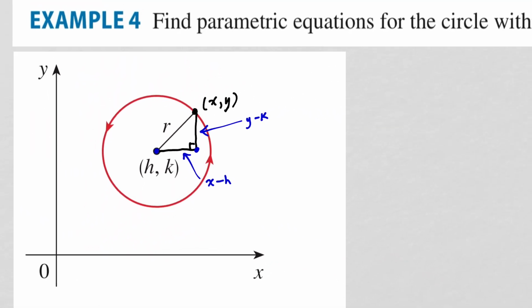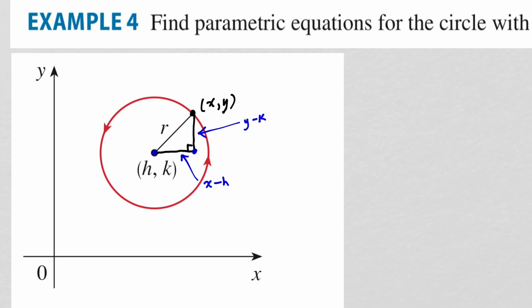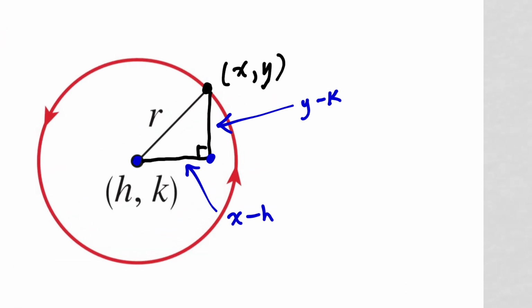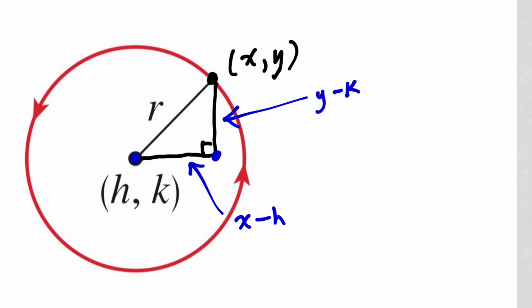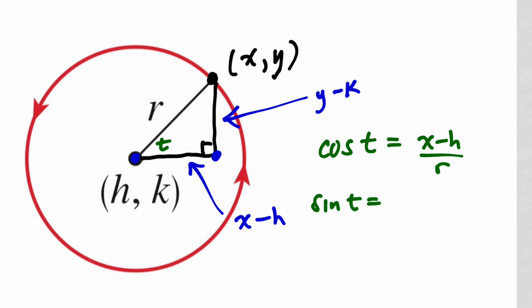And then now we have a triangle that is actually a right triangle, and therefore we can use trigonometry. So if we suppose that this angle inside the triangle here is t, then what we know is that the cosine of the angle t is equal to the adjacent side, which is x minus h, divided by the hypotenuse, which is r. And the sine of the angle t is going to be equal to the opposite side, which is y minus k, divided by the hypotenuse, which is also r.